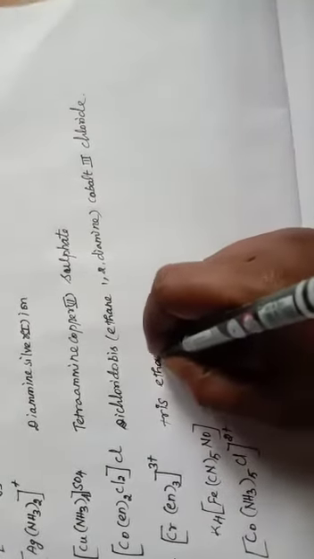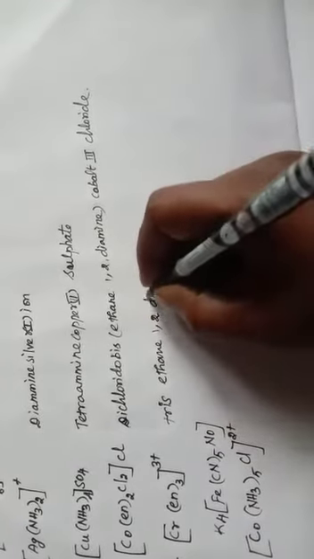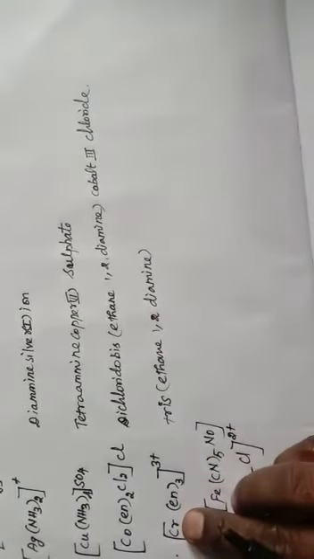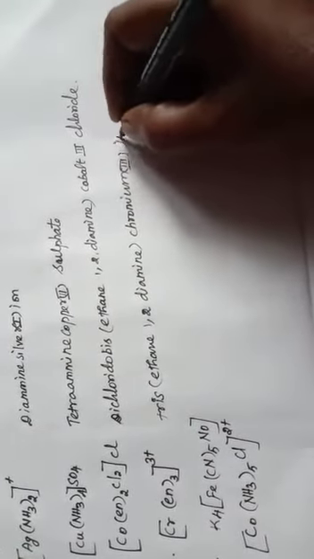ethane-1,2-diamine. It is the cationic complex, so the cation name should be written as such, chromium. Its oxidation state here is given as 3+, so 3, ion.